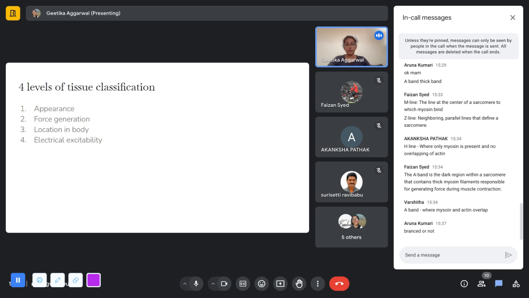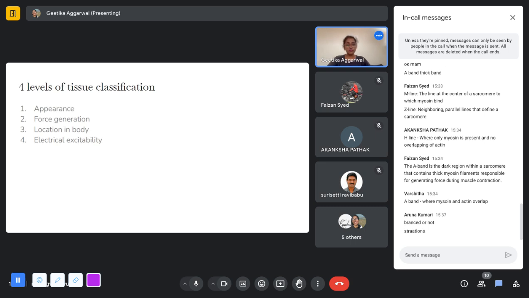Branched or not? Okay. Can you think of a more striations? Correct. So basically, there are striated or non-striated muscles. Then, based on the force generation, what are the three different categories in which we can classify muscles based on how much force they generate?